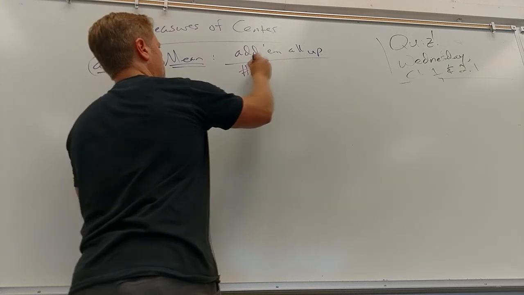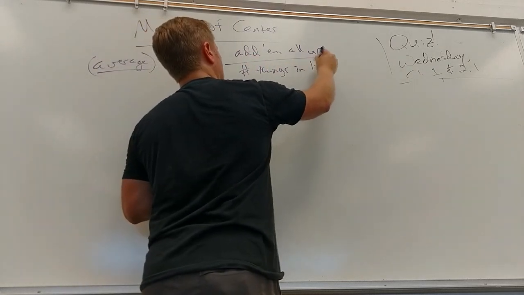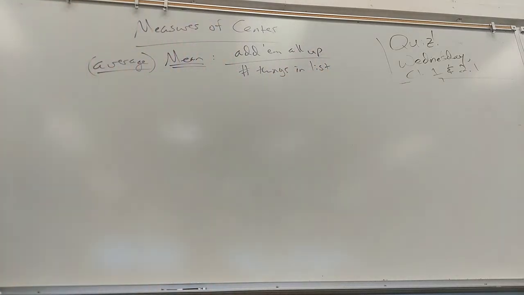Divided by the number of things in the list. How's that? So that's the English, right? Or the pseudo-English. Here's the math. Math likes to make things very compact.